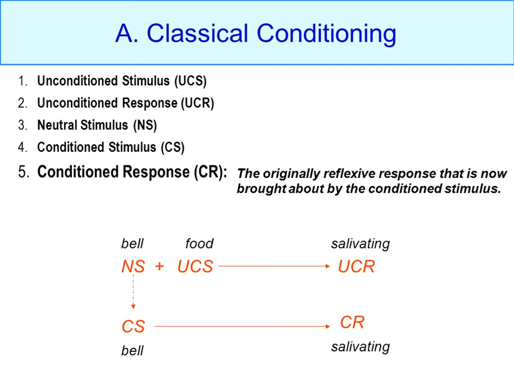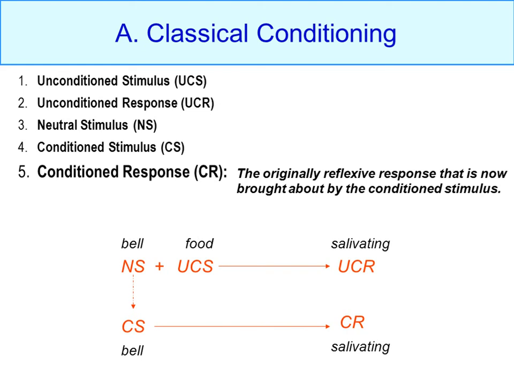And then something gets paired with that thing. Sometimes on purpose, sometimes on accident. Either way, pairing occurs. Learning occurs. And now that thing that was once neutral is no longer neutral. Learning has occurred. It's now the CS. It's going to bring about the CR.